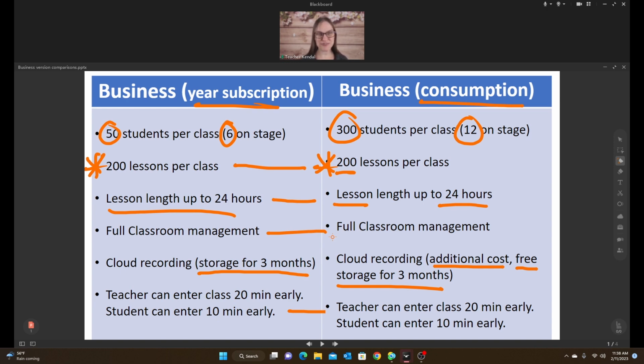So most of these differences aren't going to be a determining factor. Either one of these would work for me. I don't need the 200 or the 300 students per class.